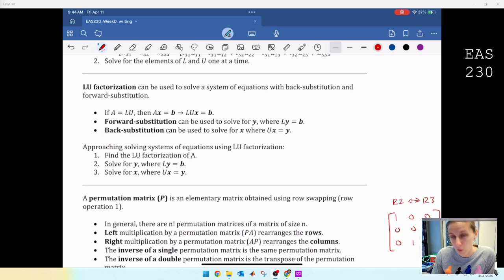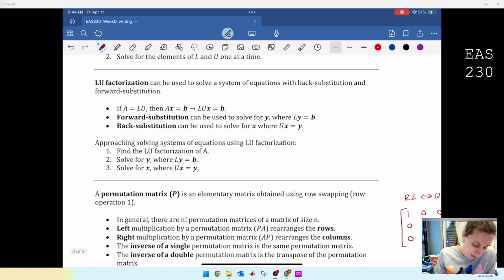So now we want to use that to solve our system of equations. If we break A up into L and U, that means our AX equals B becomes LUX equals B. This is a lower triangle matrix. This is an upper triangle matrix, those are easy to solve. So we're going to break it up into 2 pieces. I'm going to extract this and say UX equals Y, which means LY equals B.